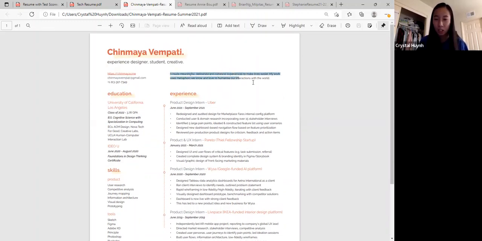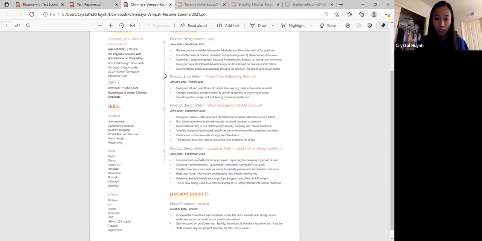And here's an example of a very small overview or introduction. I personally don't have room for it, but if you do want to include it, this is an example of how you can include it, or a couple lines describing yourself. He has both, so if you want to use this template as well, feel free to.